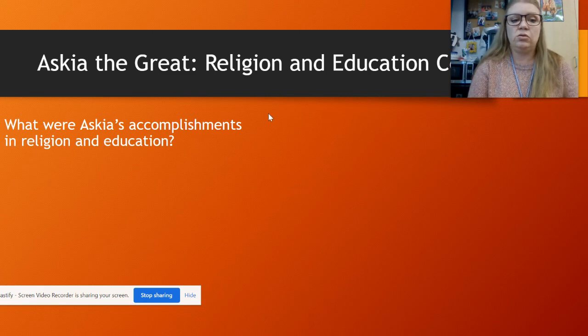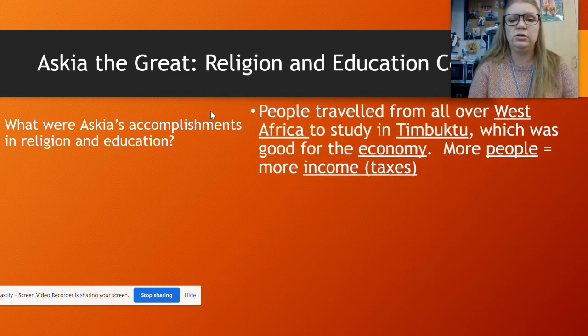So we're going to continue. Same question. So we're still focusing on the religion and the education. People traveled from all over West Africa to study in Timbuktu, which was good for the economy because more people equals more income taxes, which equals more money and more power for the crown.